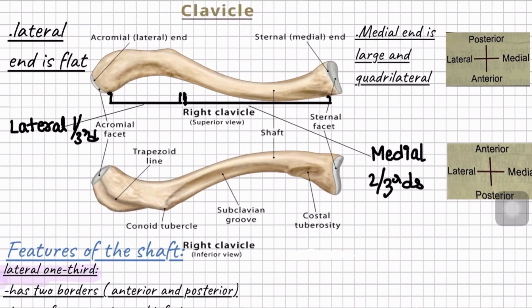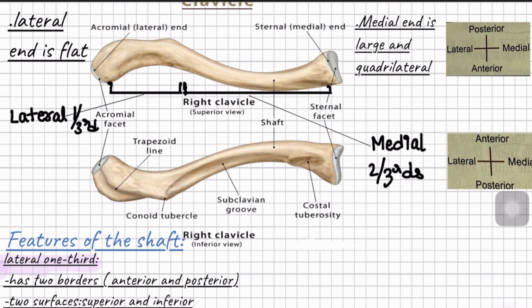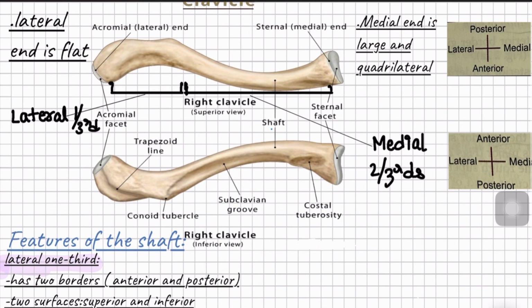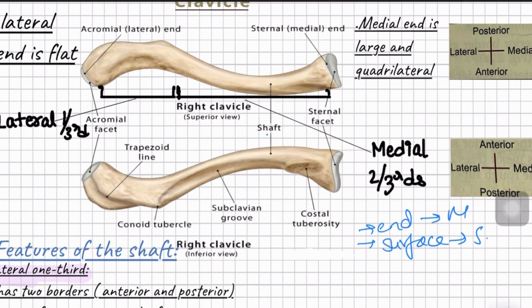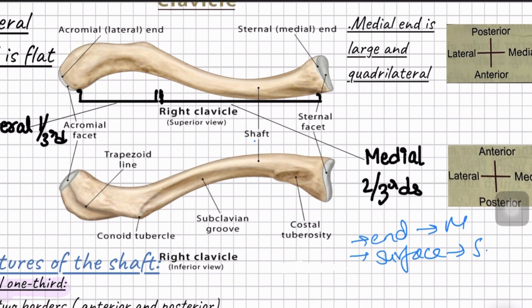So after the gross anatomy of the clavicle, you need to know how to determine the side of the clavicle. For determining the side, you need to know two points: the ends and the surface. If you can find out the medial end and the superior surface, you can know the side of the clavicle. So how do you determine the medial end? The medial end is large and quadrilateral, whereas the lateral end is flat.